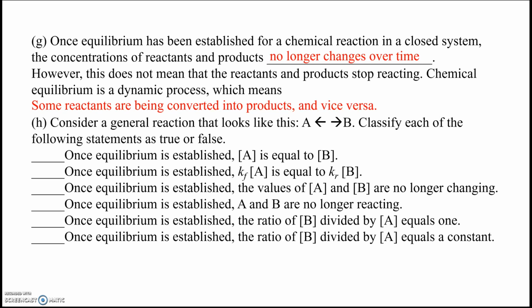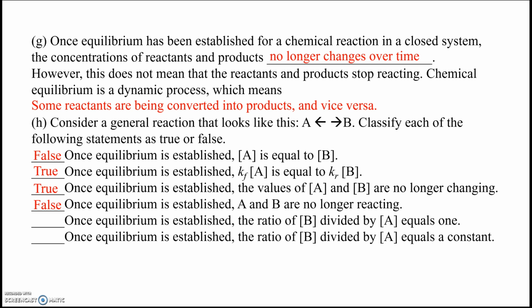All right, the first one: once equilibrium is established, the concentration of A is equal to the concentration of B. Well, that is simply false. That's not the definition of equilibrium. Once equilibrium is established, the forward rate is equal to the reverse rate. That is a true statement. That is the definition of equilibrium. Once equilibrium is established, the values of A and B are no longer changing. Well, that is a true statement. That's the definition. Once equilibrium is established, A and B are no longer reacting. I think we can see that that is a false statement.